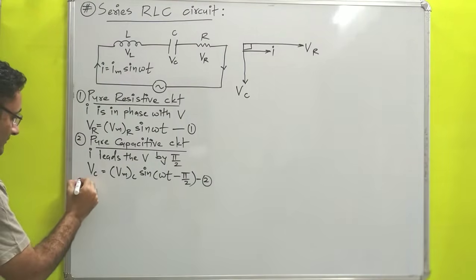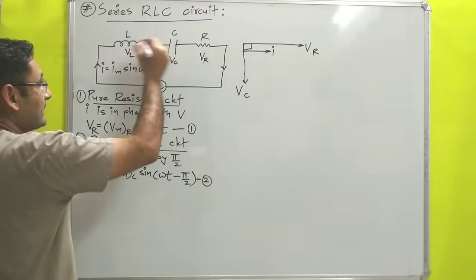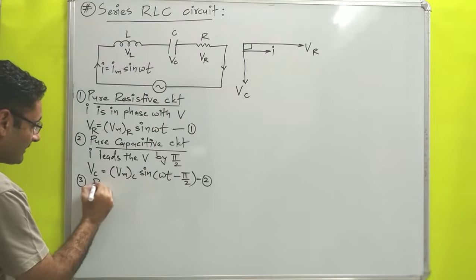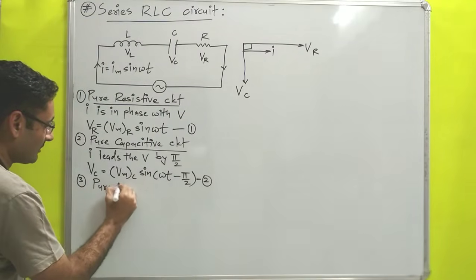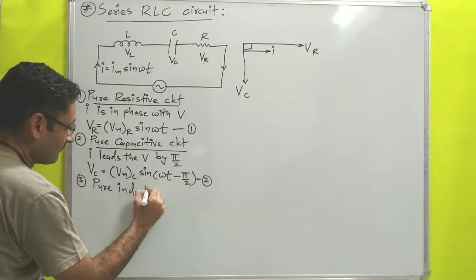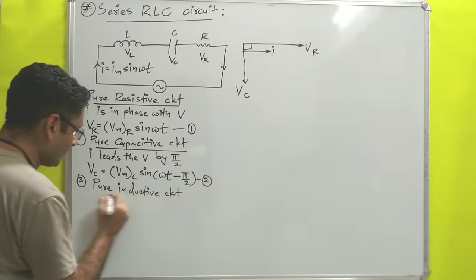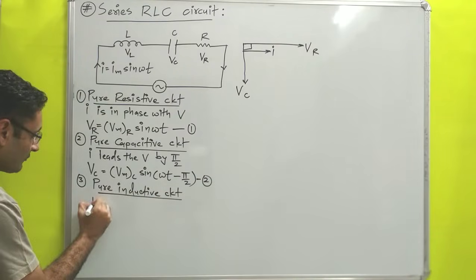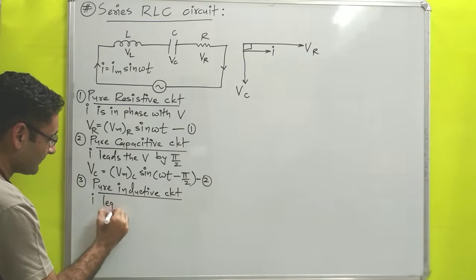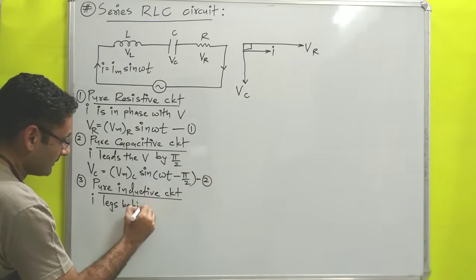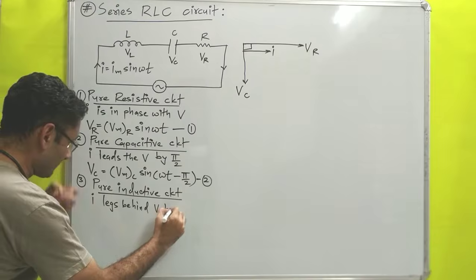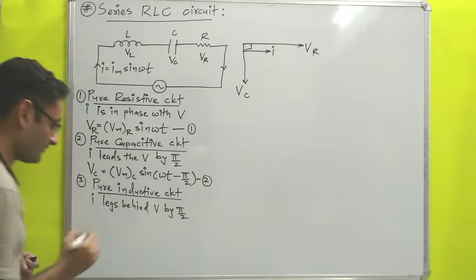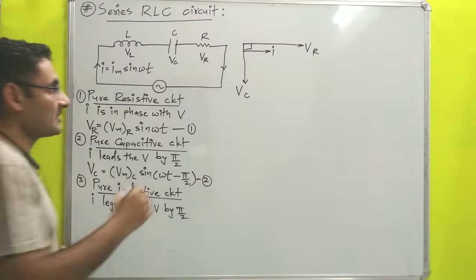Okay, now next, third one is what? When only inductor is used, so what we will write? For the case of a pure inductive circuit, what we know? We know that whatever current is there, that lags behind the potential by pi by 2. Current lags behind the potential by pi by 2.